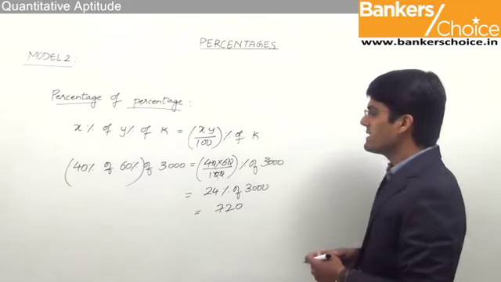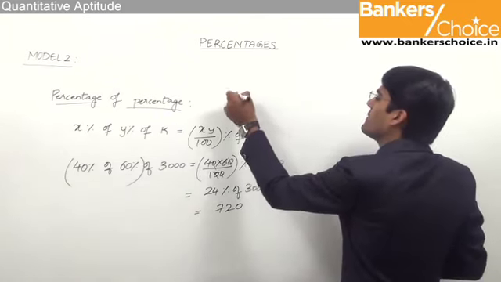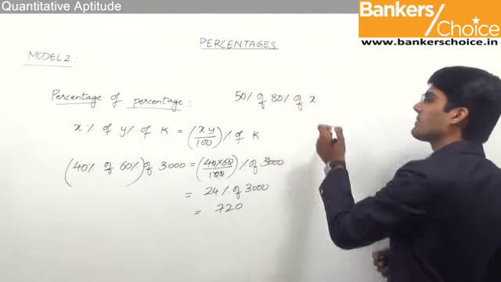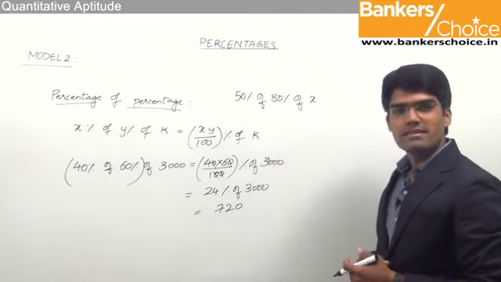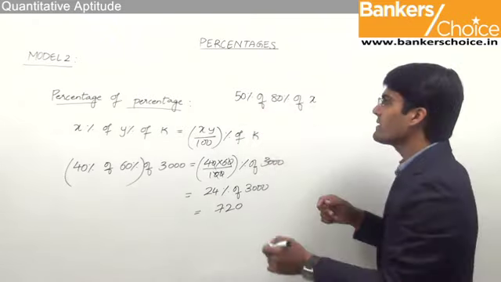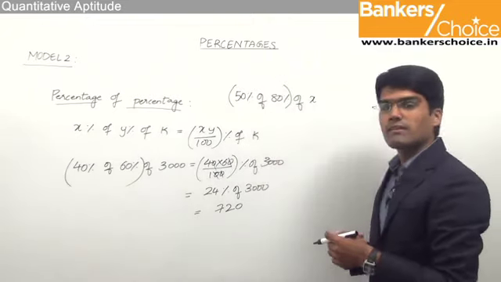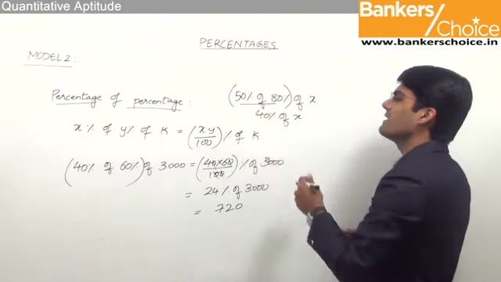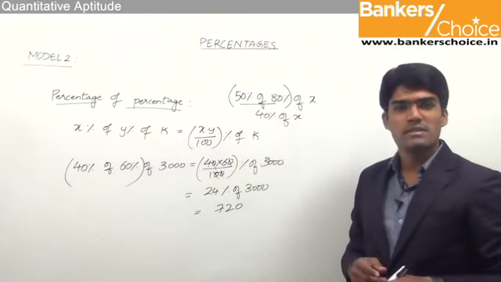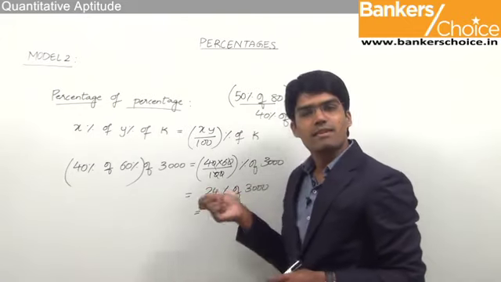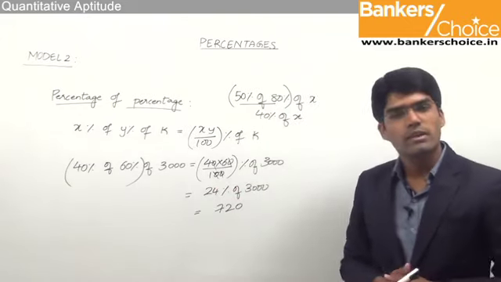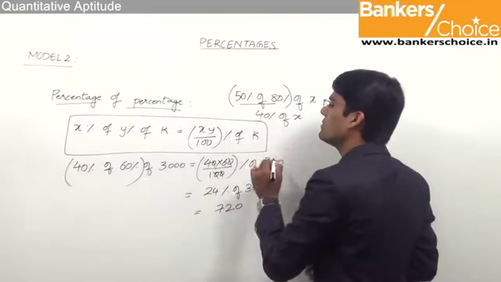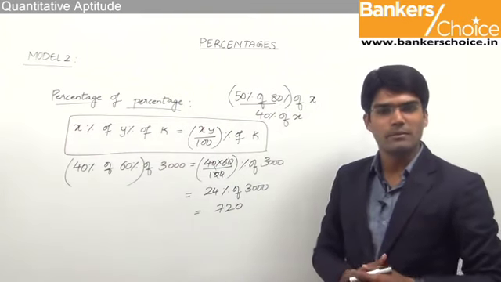For example, let's say we need what is 50% of 80% of some value X. Now 50% of 80% is nothing but 40%. Why? Because 50% of 80 is 40. So 50% of 80% should be 40%. So 40% of X will be the answer. So in various questions we find that percentage of percentage is required, and this is how we can do the calculation. That is, X% of Y% of some value will be equal to XY by 100% of that value.